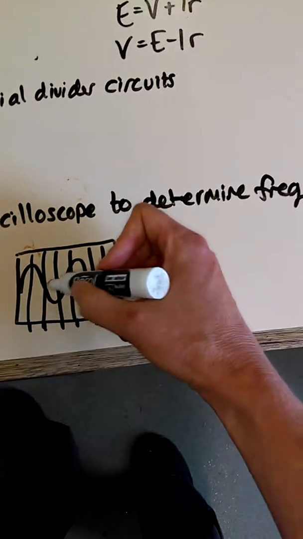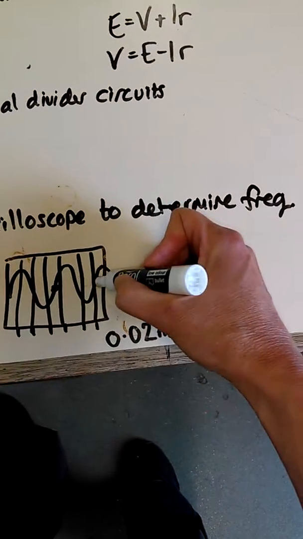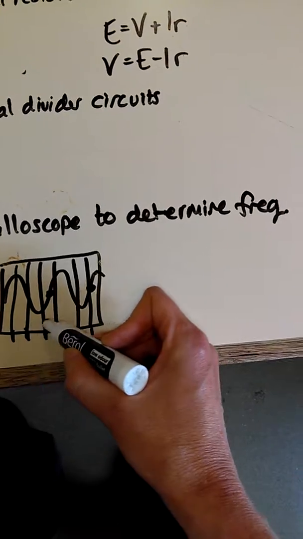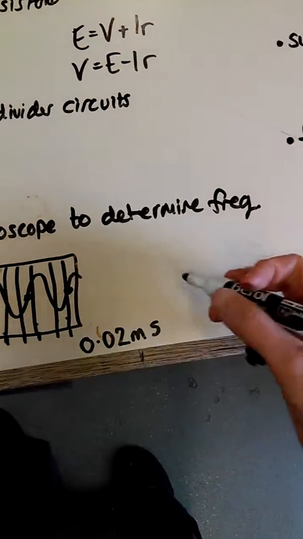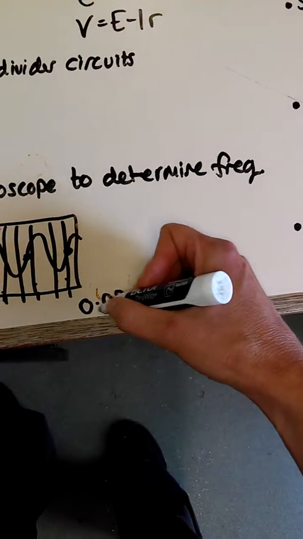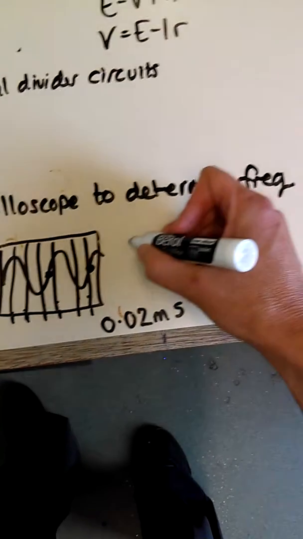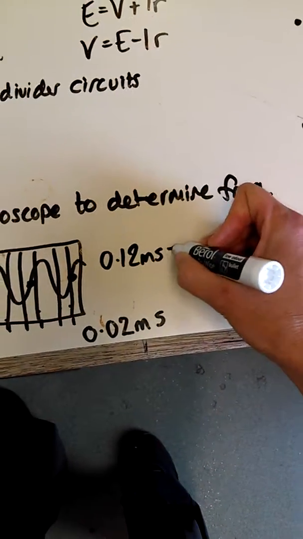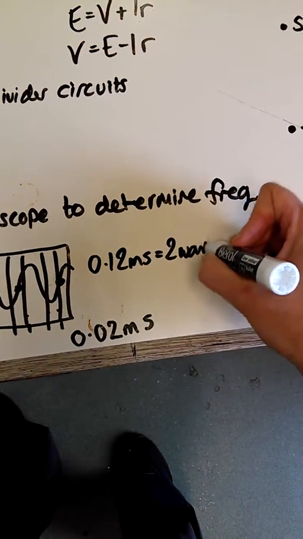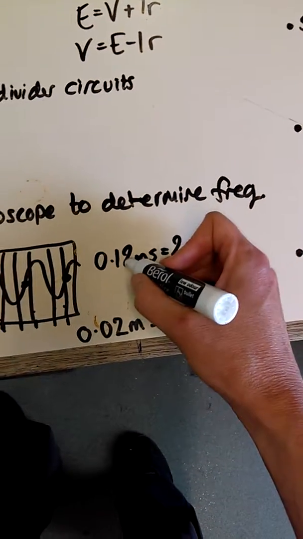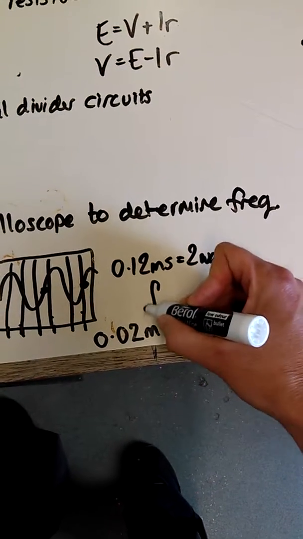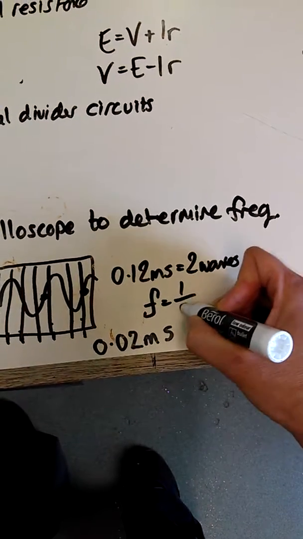The wave I've drawn there, can you see we've got one full wave, two full waves. Those two full waves take 1, 2, 3, 4, 5, 6 divisions. So I know 6 times 0.02, so that's 0.12 milliseconds is 2 waves. So I know that one wave would be 0.06 milliseconds for the time period. Then I'd use frequency as 1 over time.